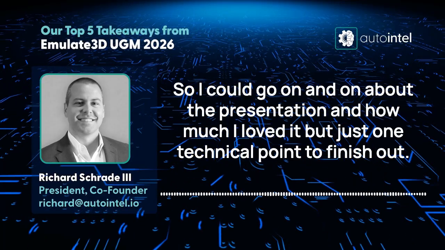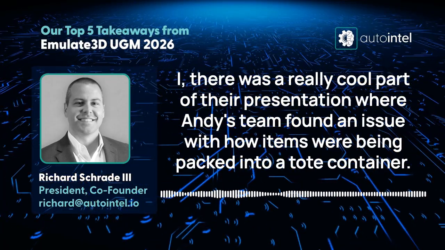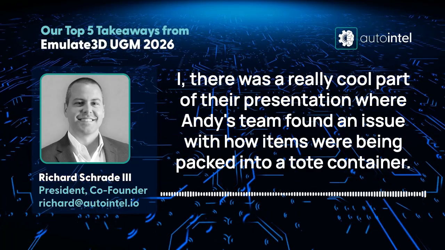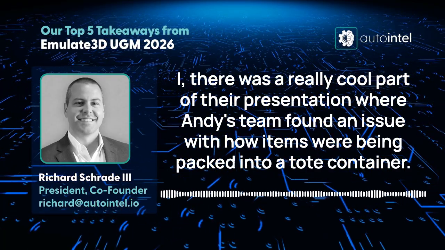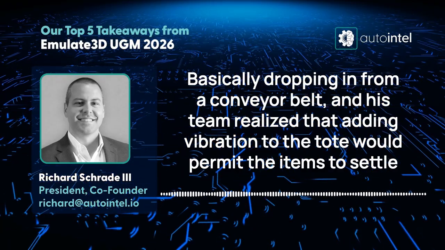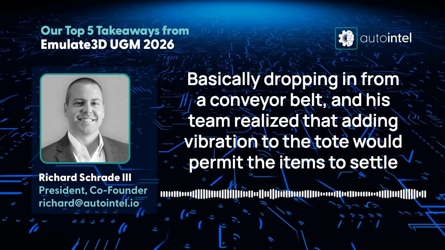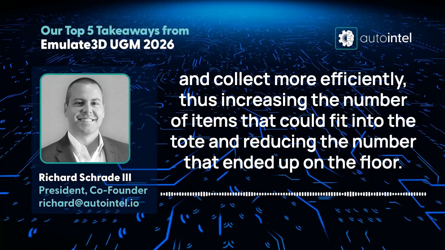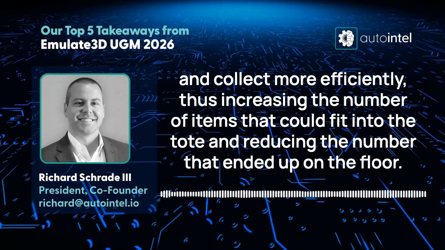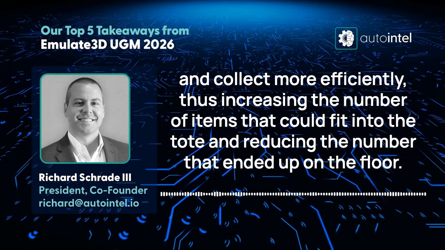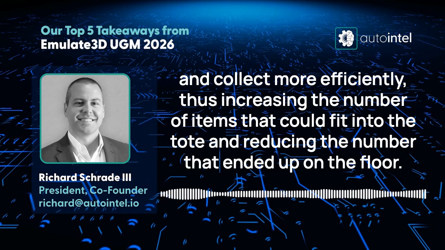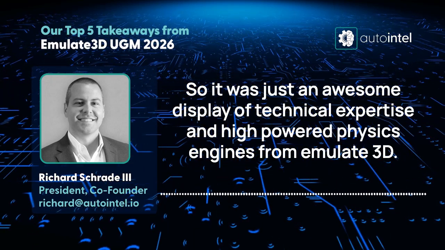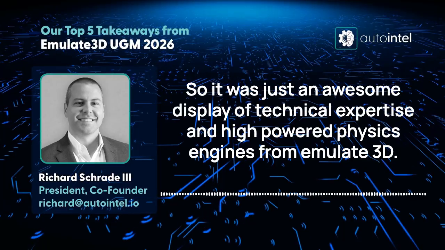There was a really cool part of their presentation where Andy's team found an issue with how items were being packed into a tote container, basically dropping in from a conveyor belt. And his team realized that adding vibration to the tote would permit the items to settle and collect more efficiently, thus increasing the number of items that could fit into the tote and reducing the number that ended up on the floor. So it was just an awesome display of technical expertise and high-powered physics engines from Emulate3D.